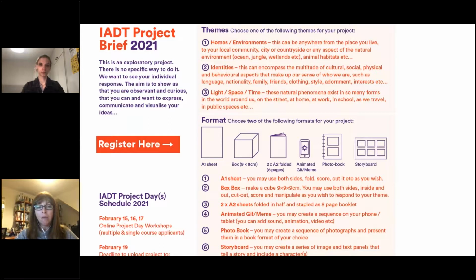So an A1 sheet is like a poster. It's a large format, but you can fold it, cut it, score it. You can do whatever you like. But if you think about it as a broadsheet, so you have an opportunity to work on both sides. You might have small pieces of information or research on it, and then you might have one large piece on the front, or you can divide it up into panels.